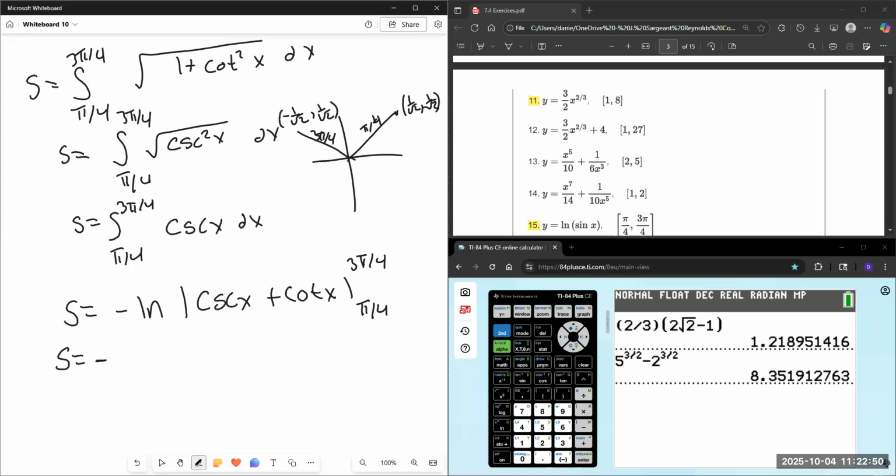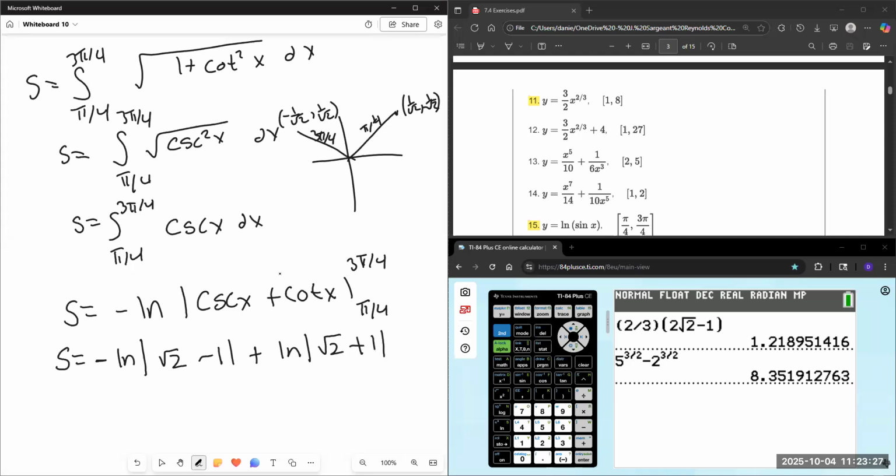So S is a negative ln of the absolute value of the reciprocal of sine of 3 pi over 4, which is root 2, plus cotangent of 3 pi over 4. So that's going to be cosine divided by sine. That's negative 1. So minus 1. And then minus a negative is going to be plus ln of the absolute value of cosecant of pi over 4, which is root 2. And then cotangent, cosine over sine, is plus 1.